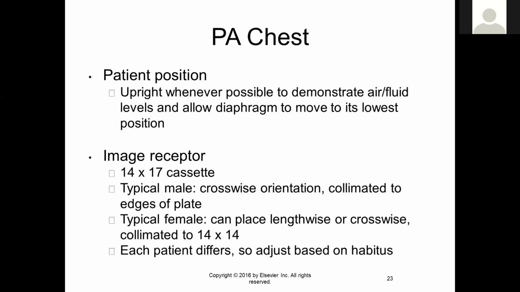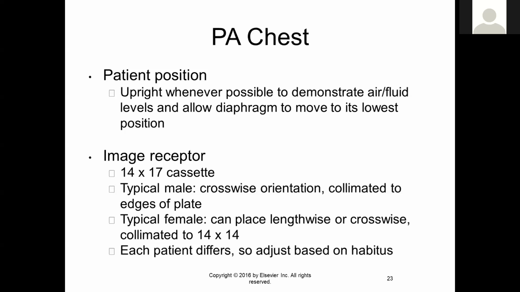Our image receptor will use a 14x17 computed radiography cassette, or you may have a direct digital detector that does not use cassettes. We are going to practice in class on campus with cassettes. So we have a 14x17 cassette that will fit nearly every patient for a chest X-ray.